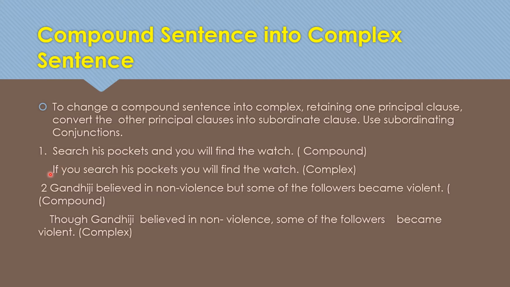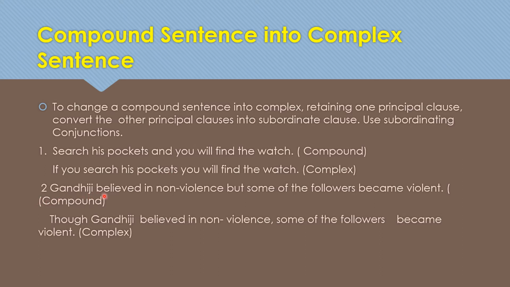So, if you search his pockets, you will find the watch. So, what have we? You will find the watch. We have retained this as one clause. And you have added, if you search his pockets. So, you have converted search his pockets to if you search his pockets. You have made that into a subordinate clause. Therefore, this is a complex sentence. Here, you will find the watch, main clause. If you search his pockets is the subordinate clause.